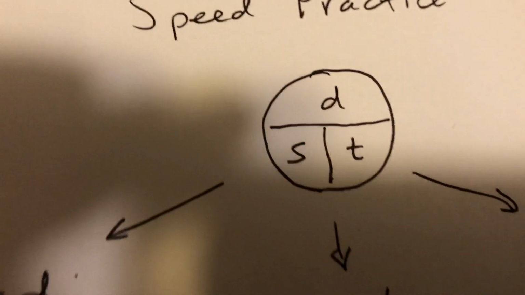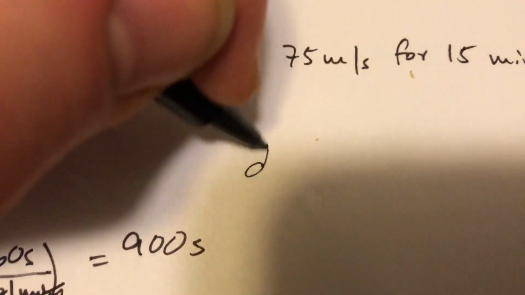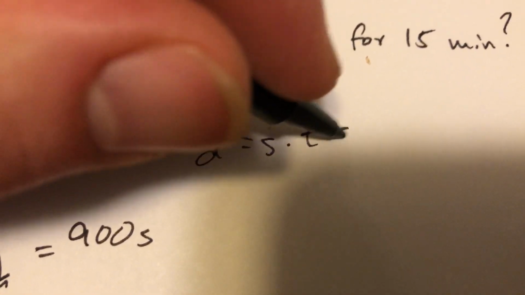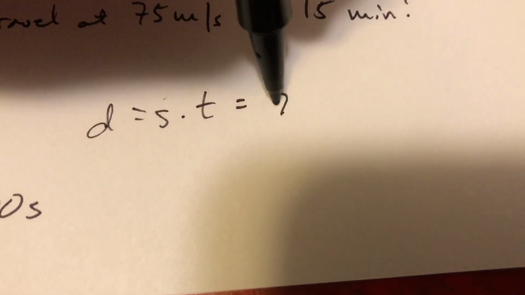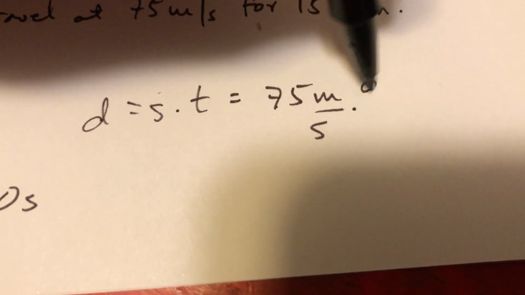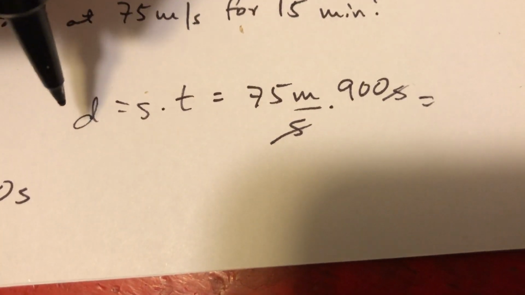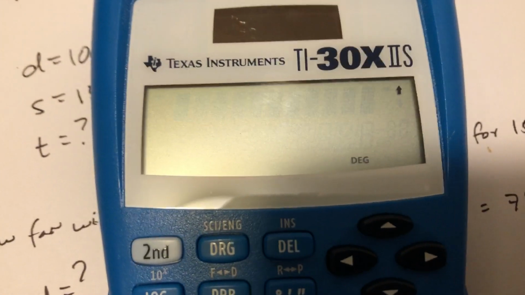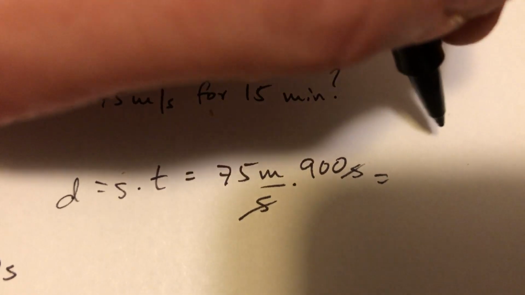So come up here, what do we want? Distance. Distance is speed times time right here. So then I come down here and I'm going to write d equals s times t. And now I substitute those numbers in. 75 meters per second times 900 seconds. Seconds will cancel out, so I'm going to be left with meters, which is a distance. And now get out the trusty calculator. And we go 75 times 900 equals 67,500 meters.